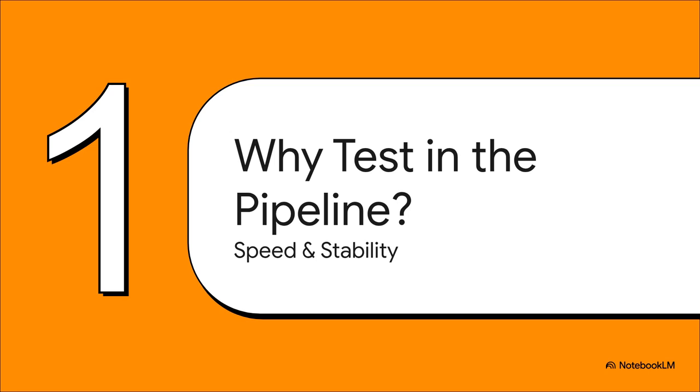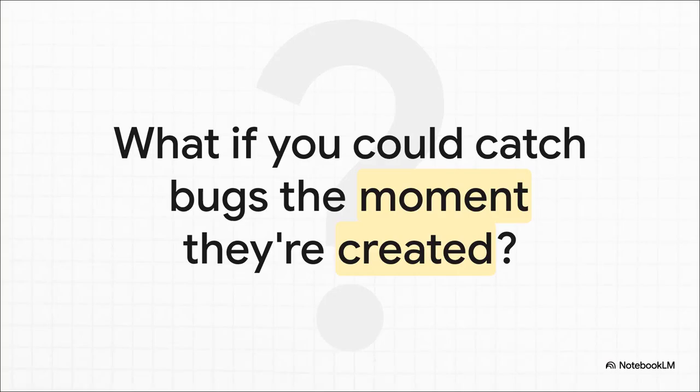First things first, why go to all the trouble of testing inside your pipeline? Well, the answer really boils down to two words that drive everything in modern software: speed and stability. Just think about this for a second. What if you could find a bug the very instant it was written into the code? I'm not talking hours or days later in QA, but right then and there. That's the entire problem that integrating your tests into CI/CD is built to solve.